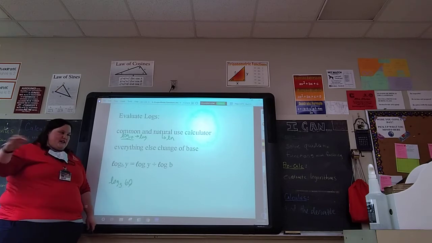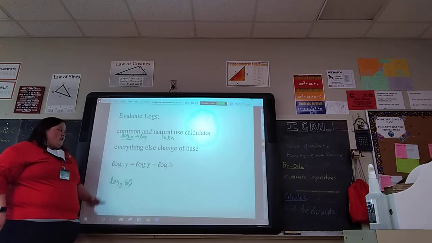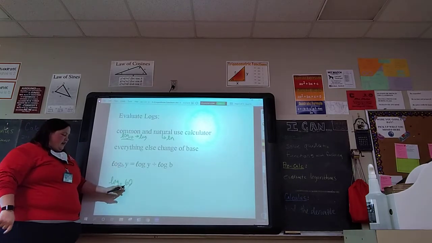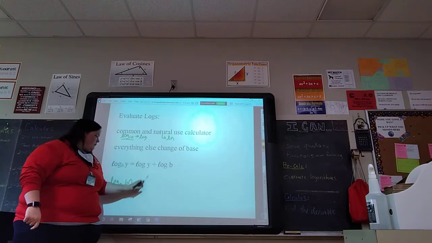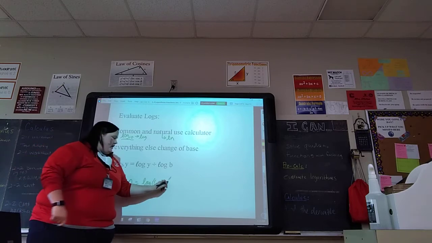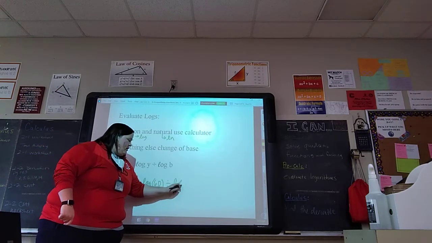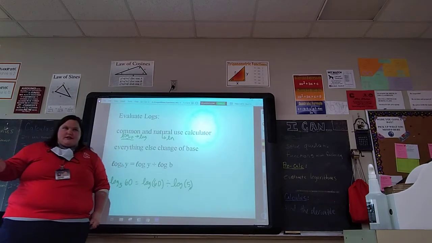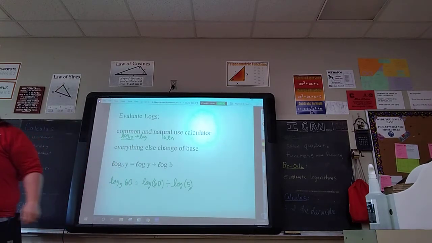Now you can't just type that in the calculator, log 5, 60. The way you have to do it is you actually have to do 2 logs. So the way I'd evaluate this, I have to do log of 60 first, and then hit my divide, and then do log of 5. So in my calculator, do log of 60 divided by log of 5.